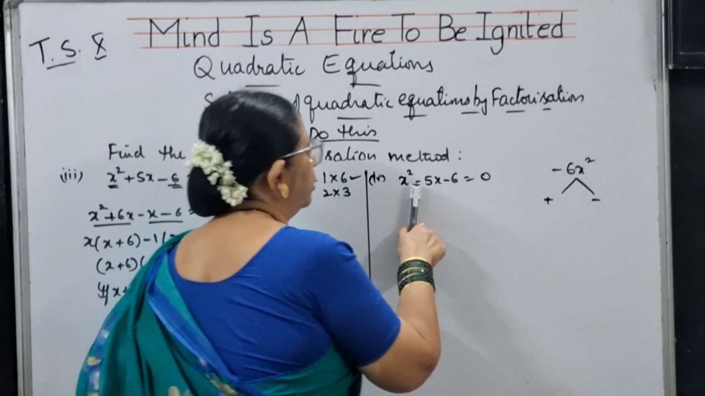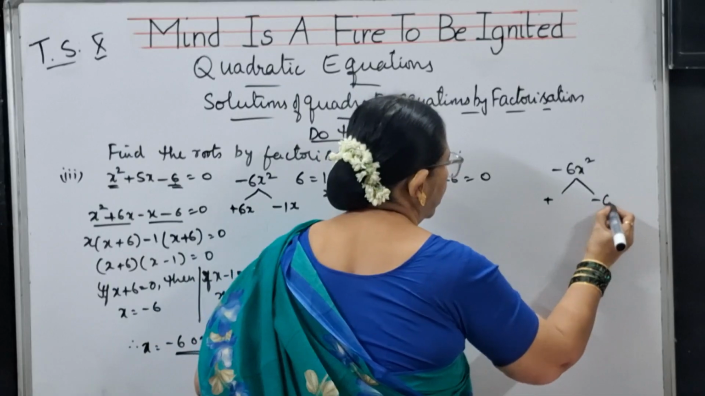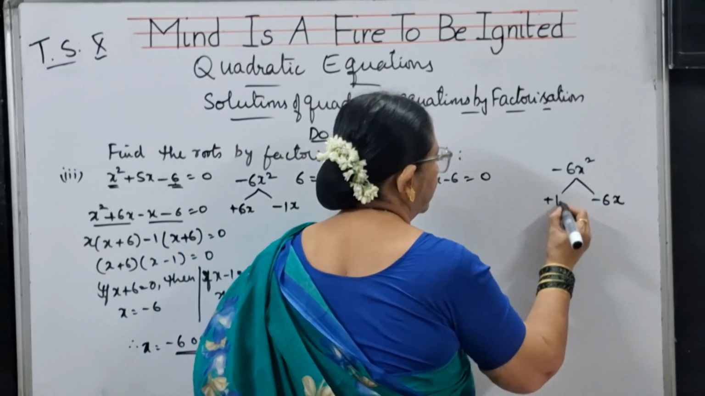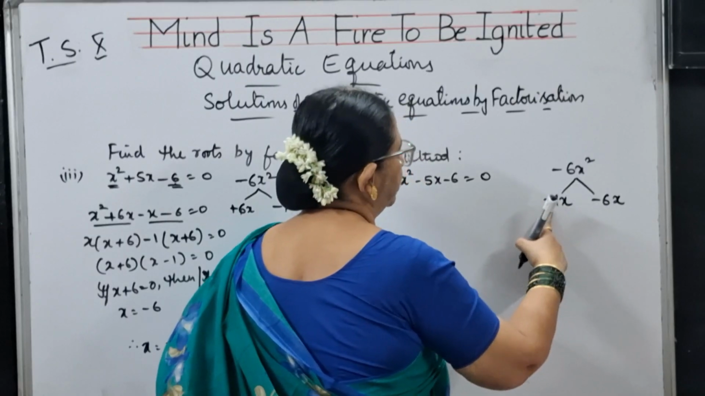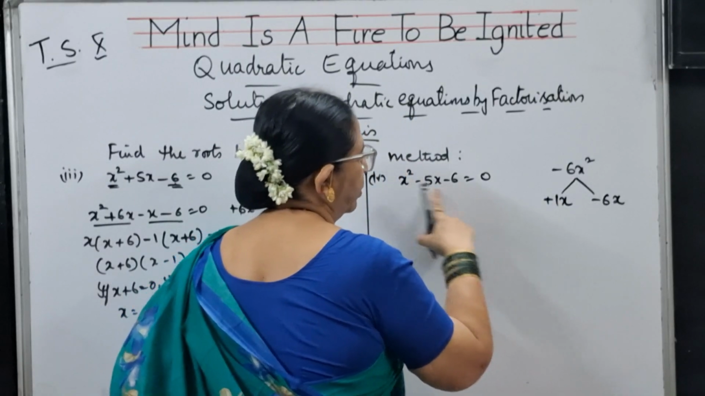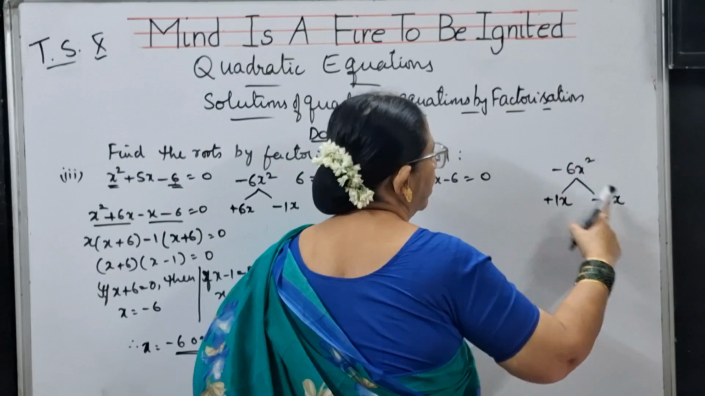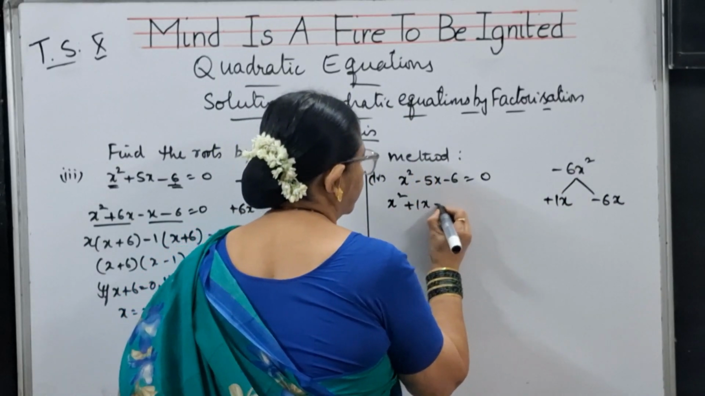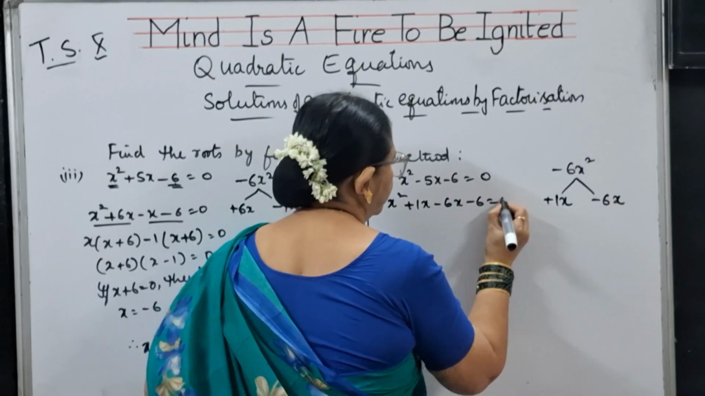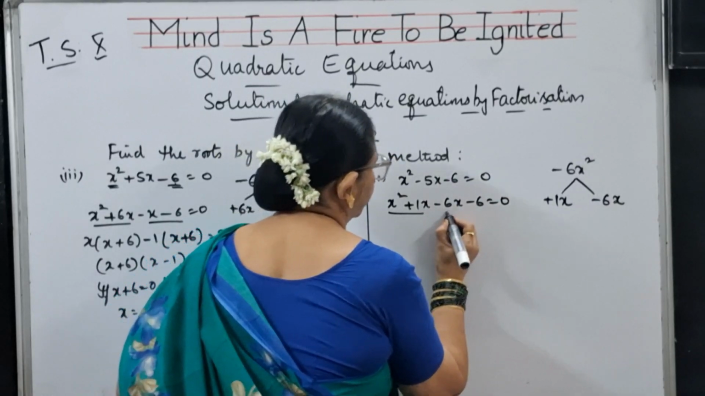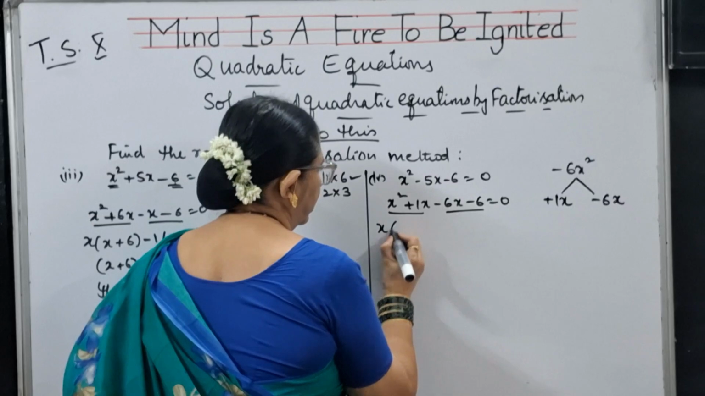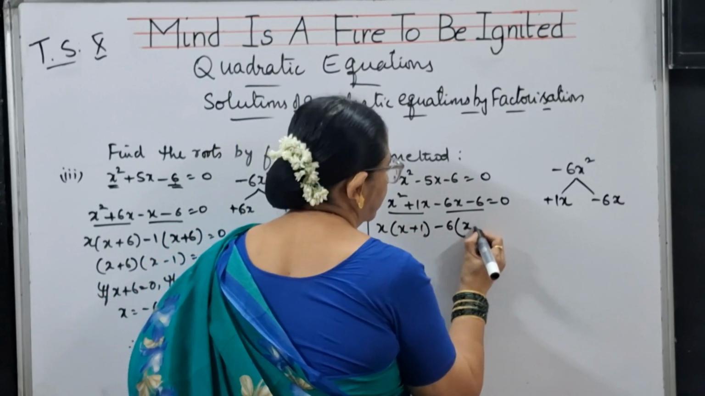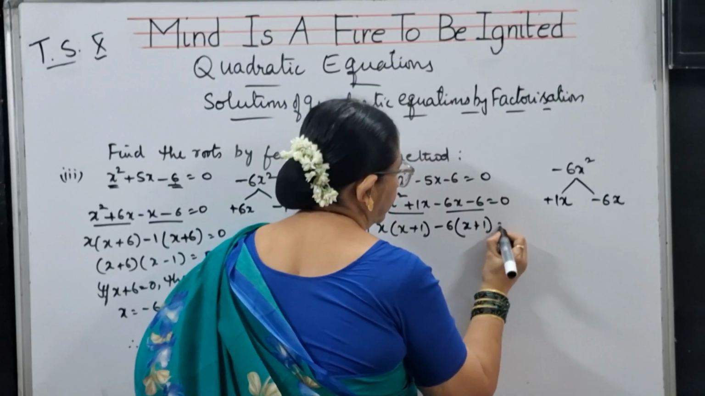But here we need minus 5. So on the minus value, you will be taking the greater value, that is 6, and it is 1x. Minus 6 plus 1 is minus 5, plus into minus, minus 6x square you are getting. So x square plus 1x minus 6x minus 6 is equal to 0. These two are one factor. x into x plus 1 minus 6 into x plus 1 is equal to 0.